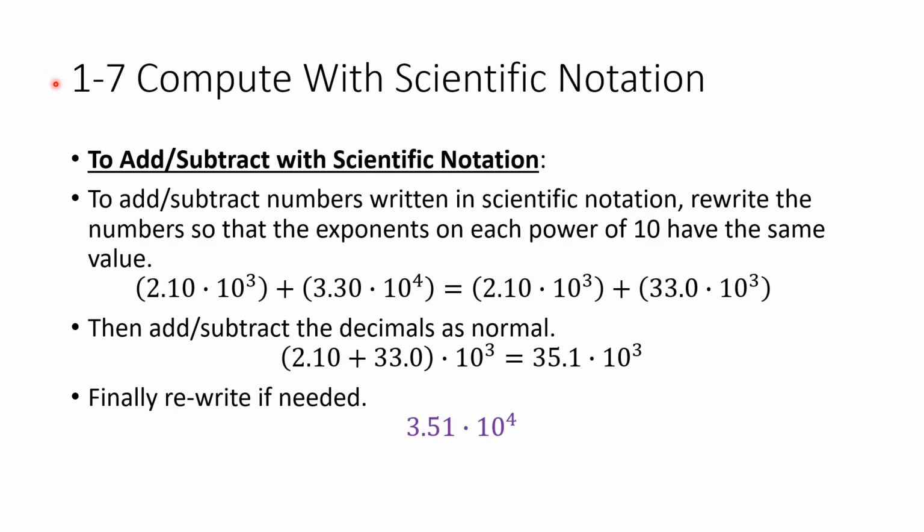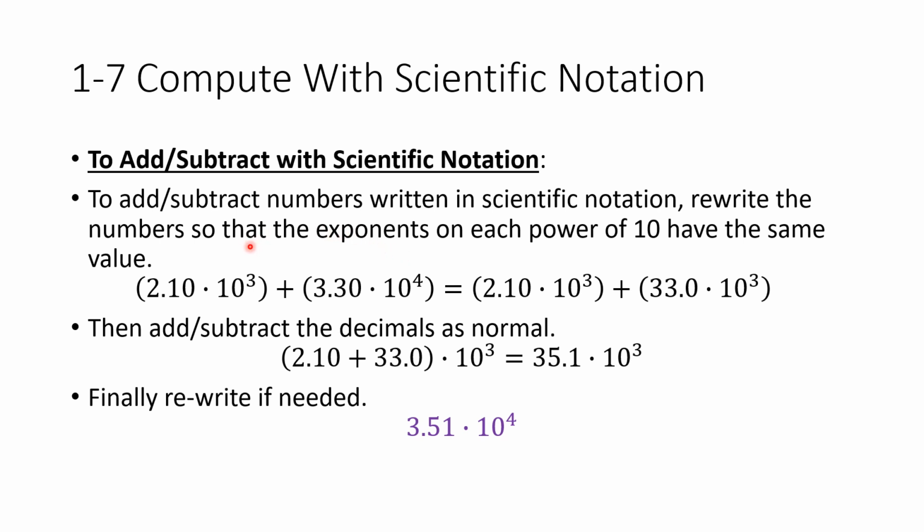All right, so this is the last little section of notes for the unit. Let's figure it out. To add and subtract with scientific notation, you are just going to rewrite your numbers so that the exponents on each base 10 have the same value. And what I mean by that is before you can do anything, you must rewrite your numbers, so 2.10 times 10 to the 3rd and 3.30 times 10 to the 4th, to where they both have the same exponent on their base 10. As you can see, your second expression has a 4, your first one has a 3.